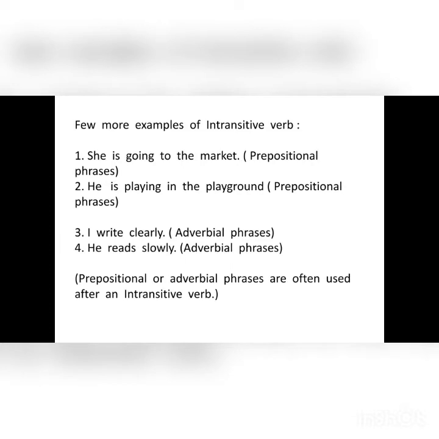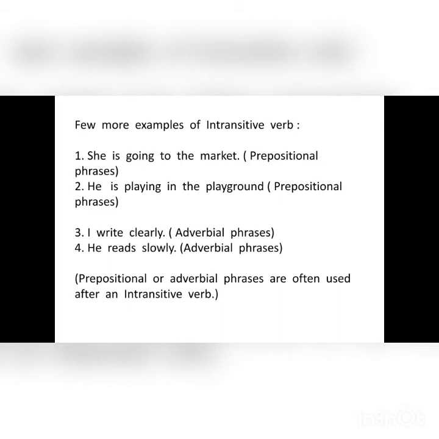First is, she is going to the market. So, she here is the subject, is here is the helping verb, and going here is the main verb, which is an intransitive verb. Now you must be wondering, to the market here is not the object, right? Because to the market here is a prepositional phrase. Second example is, he is playing in the playground. So he here is the subject, is here is the helping verb. Playing here is the intransitive verb. And in the playground here is again a prepositional phrase.